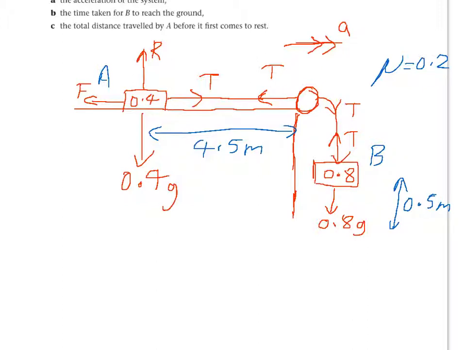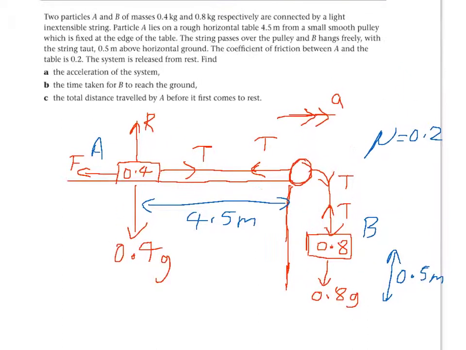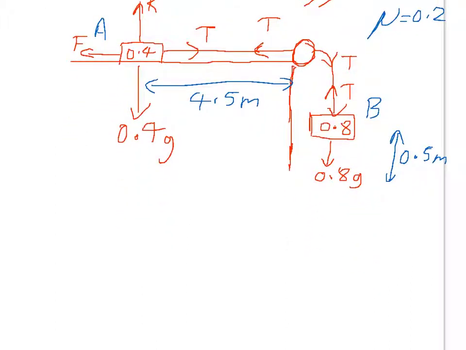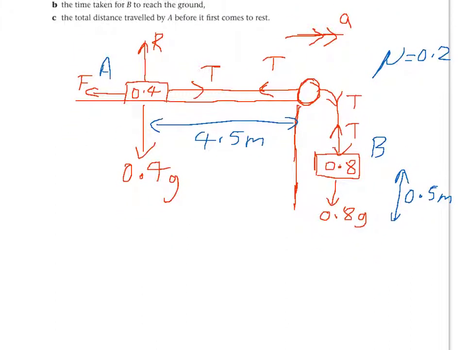Right, next, we're asked to firstly find out the acceleration in the system. Now the acceleration is going to be the same through A and through B. So the first thing to do is to find out what the tension is and what the acceleration is.